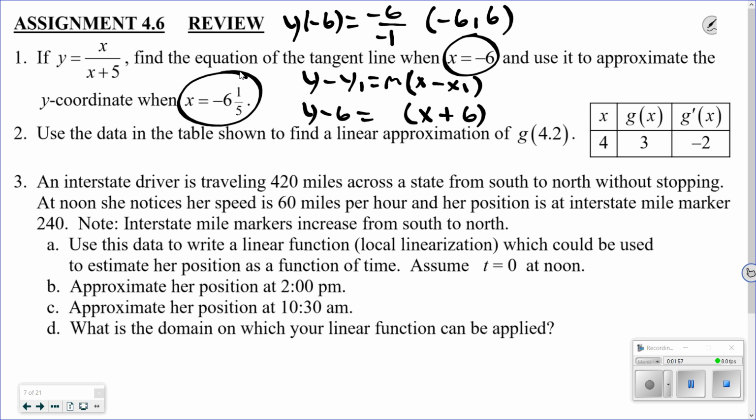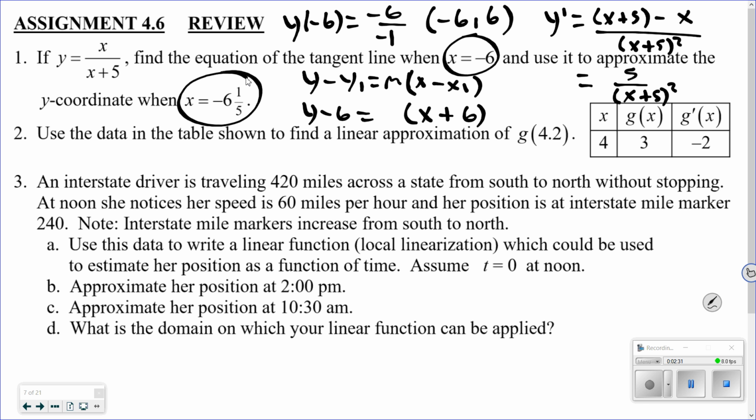To figure out my slope, I've got to find the derivative. So let's find the derivative. I've got to do the quotient rule. So I take the bottom times the derivative of the top, which would be 1, minus the top times the derivative of the bottom. So that's x times the derivative of the bottom, which would also just be 1, all over x plus 5 squared. So up on top, I end up with x minus x. So the derivative ends up being 5 over x plus 5 squared.